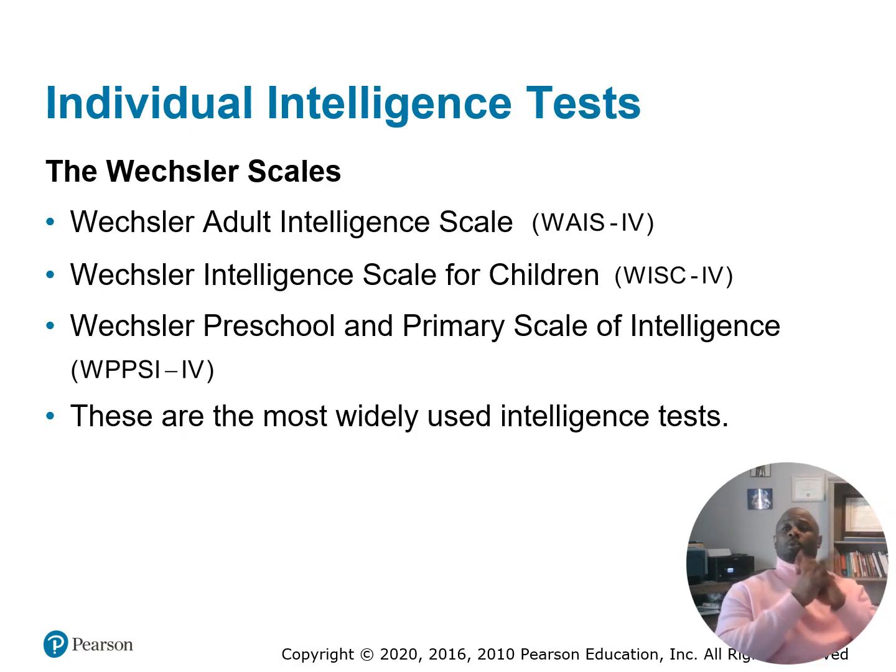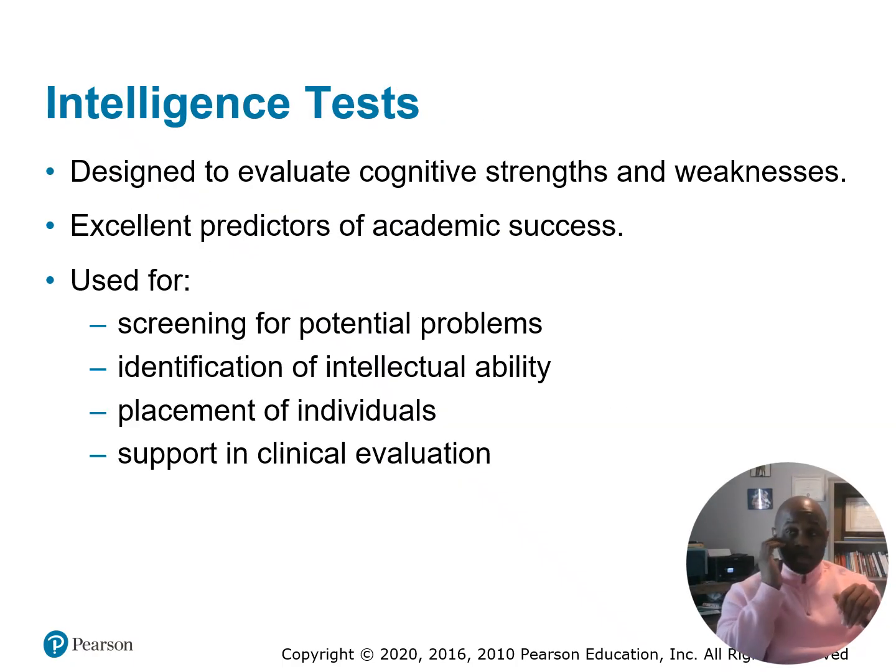So in individual intelligence tests, one example would be the Wechsler scales, right? So you have the Wechsler Adult Intelligence Scale, the Wechsler Intelligence Scale for Children, and the Wechsler Preschool and Primary Scale of Intelligence, right? Those are the most widely used intelligence tests. They're designed to evaluate cognitive strengths and weaknesses. They're excellent predictors of academic success. They're used for screening for potential problems, identification of intellectual ability, placement of individuals, and support and clinical evaluation.